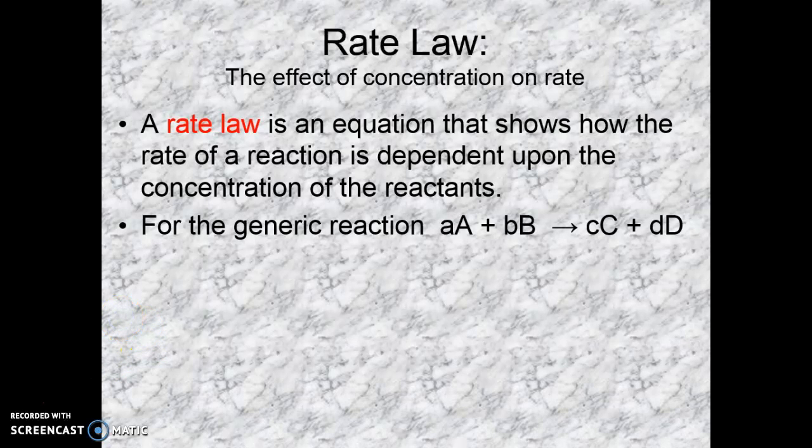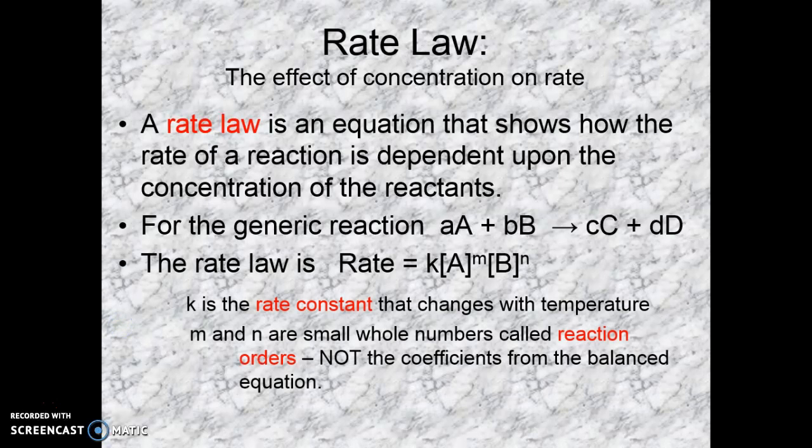But we're going back to our generic equation that we've used many, many times. The rate law can be expressed in the following manner. You've got a constant, a rate constant. This rate constant is going to change with temperature. You increase the temperature, you're going to increase how fast things collide, and so forth. So this k is only good for one particular temperature.